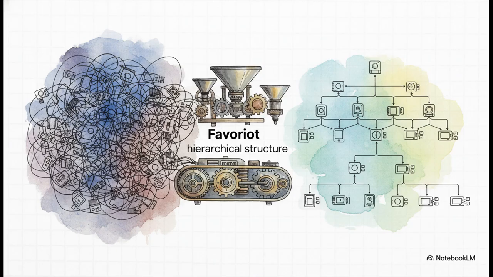So instead of a tangled mess of devices, Favoriot introduces this really logical structure that makes even massive deployments understandable. And this isn't just about being neat and tidy. This structure saves companies thousands of hours in debugging, managing, and scaling up their solutions.